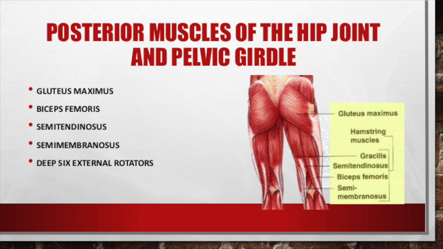The primary motion of the posterior muscles of the hip joint and pelvic girdle is hip extension. The posterior muscles of the hip joint and pelvic girdle include the gluteus maximus, biceps femoris, semitendinosus, semimembranosus, deep six external rotators.